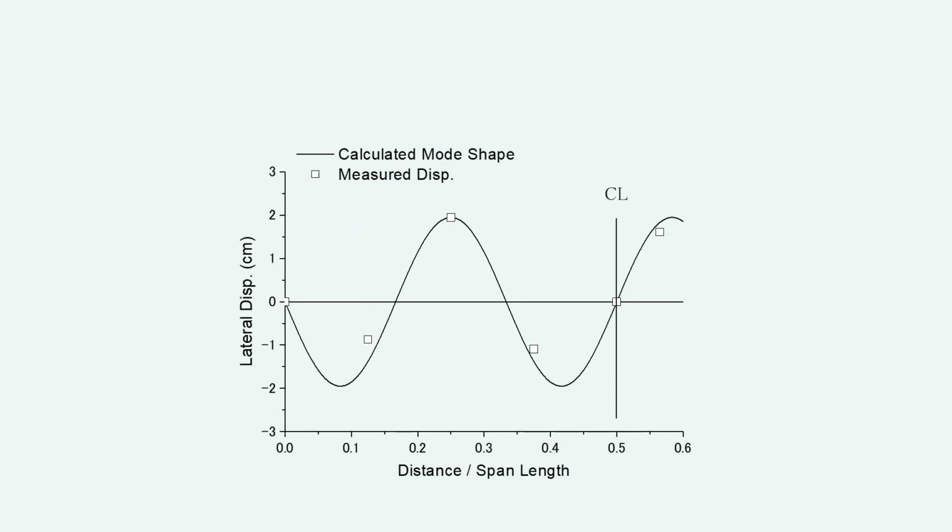This shows the mode shape of the third asymmetric mode analyzed by FEM. The square marks indicate measured displacements at 5 positions. They correspond to the analyzed shape. Now we found that the girder vibrated in the third asymmetric mode.